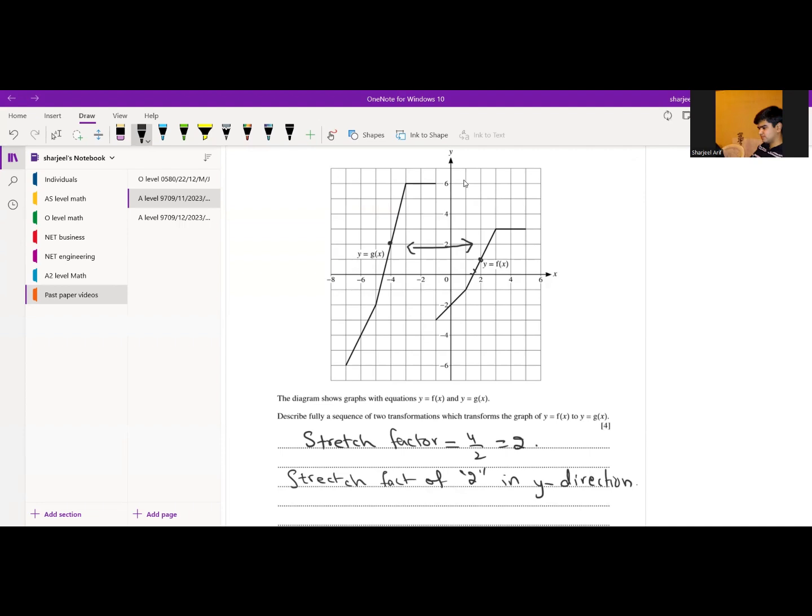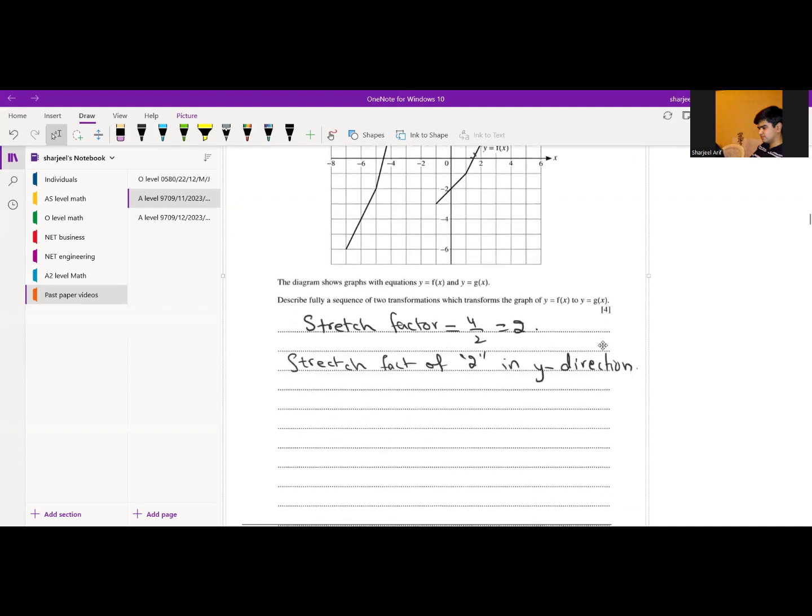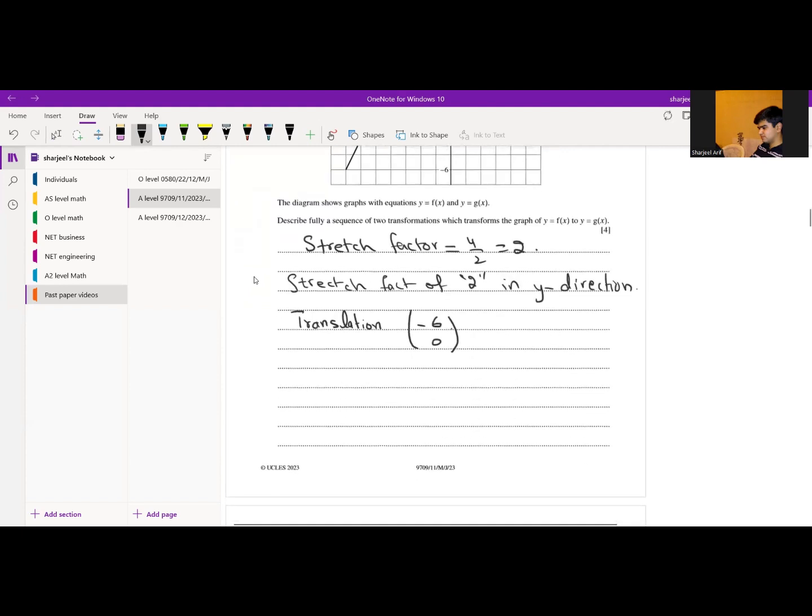For the second one, you have to identify how many points it has moved towards the left. So we will check, that is 1, 2, 3, 4, 5, 6. So the graph is moved towards the left by 6. So translation will be -6 in the x direction, and the y component will be 0. Although it moved one place upward, that's due to the stretch factor, right? So we will mention (-6, 0) as our translation value.